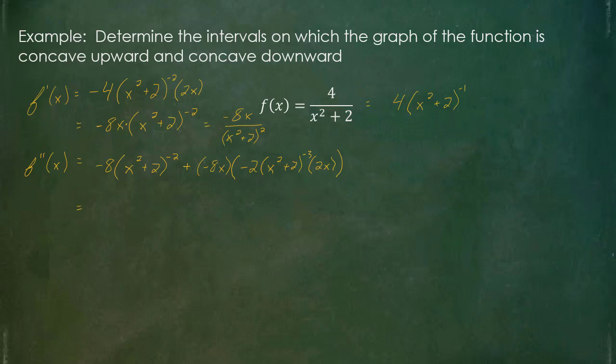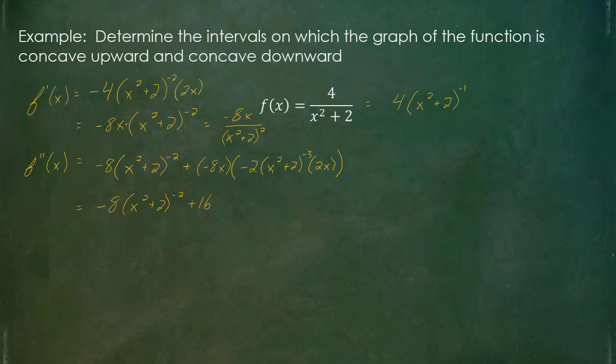So now if I simplify this, we can go ahead and say that the first one would be negative 8 times (x squared plus 2) to the negative 2. Not much simplifying I could do there, other than maybe I could have moved that negative power to the bottom. But hopefully you'll see why I didn't do that here in the next step. I do have a negative 8x that's multiplying with a negative 2, so that will become a positive 16.